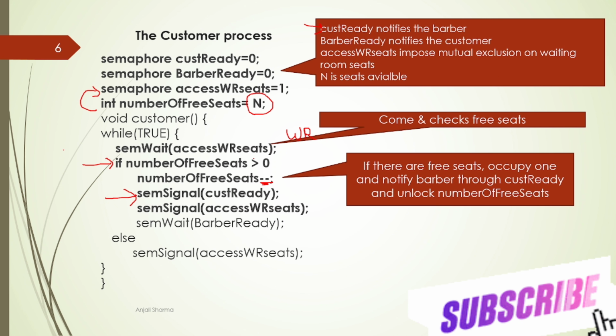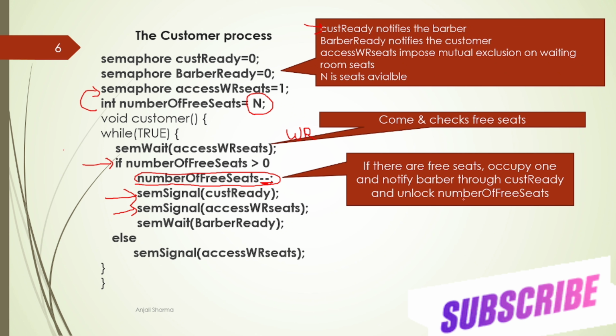And after that, because he is now done with the modification of the shared variable, he will be freeing the access WR seats semaphore, so the other customers can manipulate it or the barber can manipulate it. Remember, that is the shared one. So the slide says the same: if there are free seats, occupy one, notify the barber through cust ready, and unlock the number of free seats variable so that any other can modify it. And then wait for the barber to get free. That is the thing which is done by the customer.